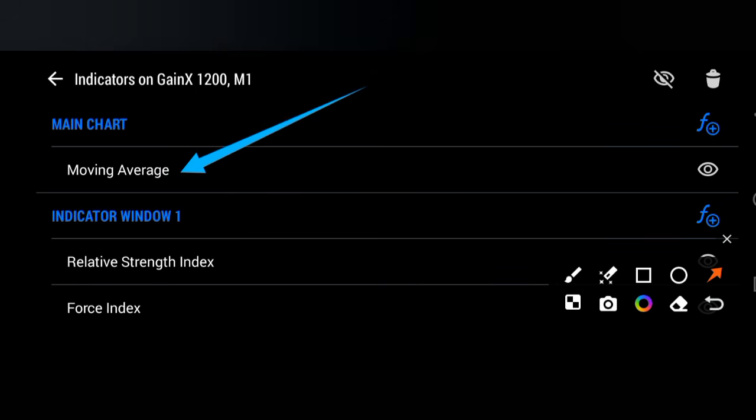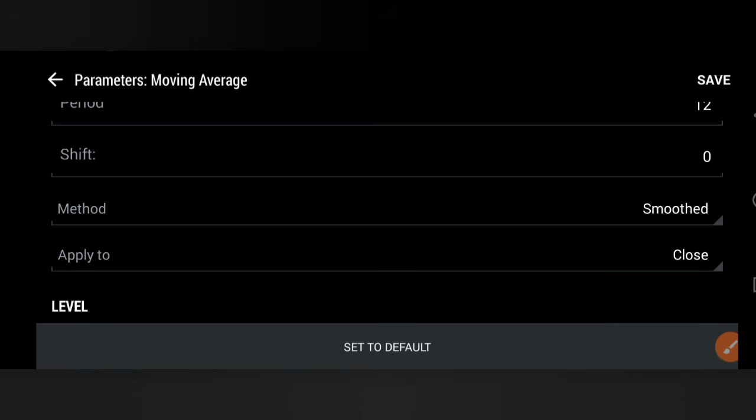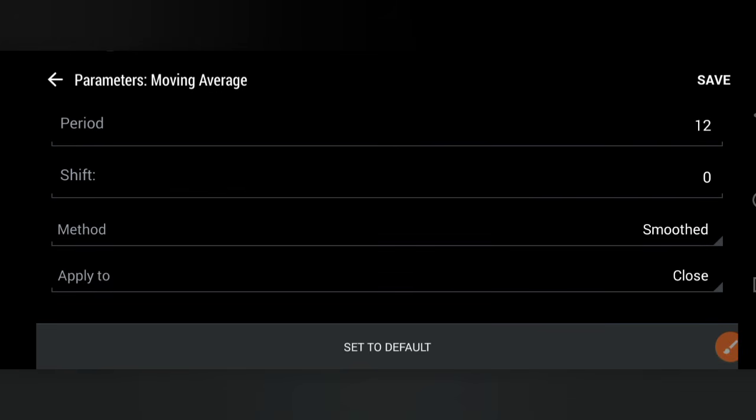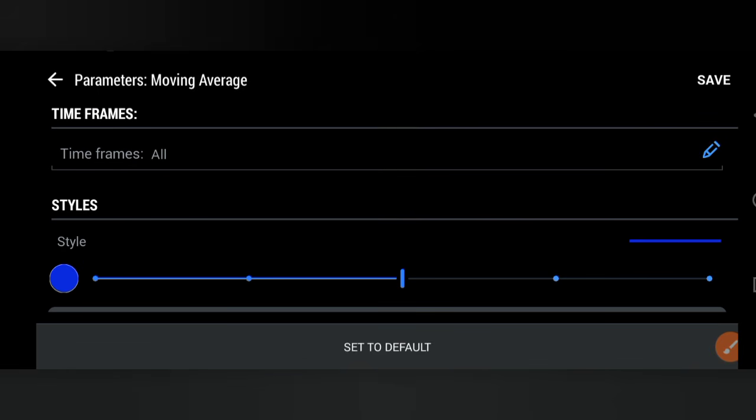Firstly, the moving average. These are the parameters for your moving average. Take a screenshot. Period 12, the shift is 0. The method is smoothed. It's not exponential, it's not simple. It is smoothed, okay, and apply to close. The levels, there are no levels. The style, you choose any color of your choice and then click on save.